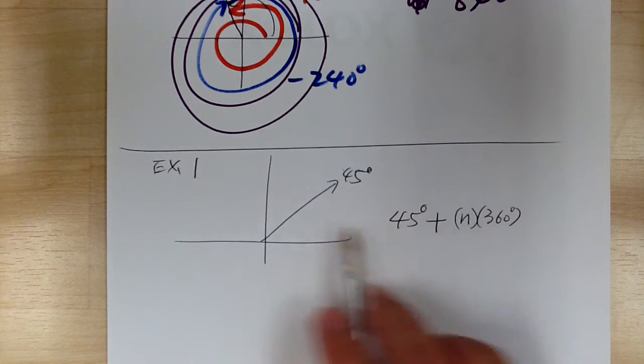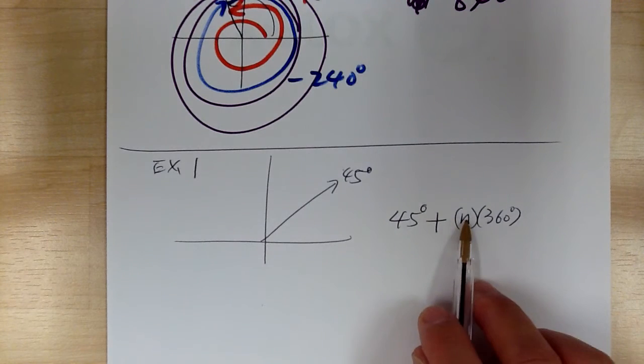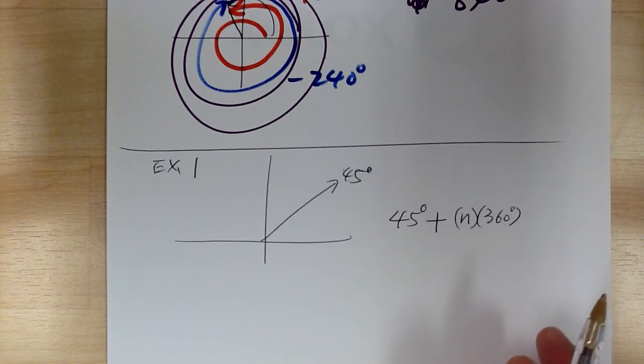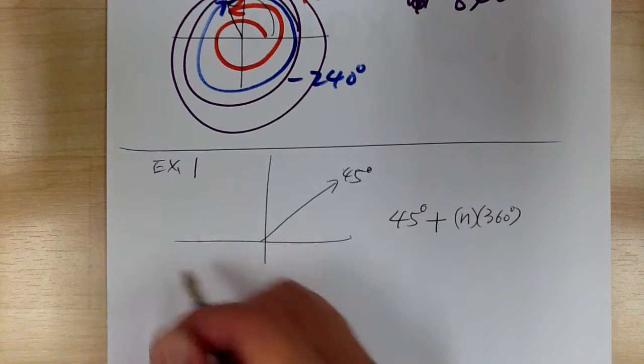Again, n is how many times you go around the circle. So if you go around one time, then n is 1. If you go around twice, n is 2, and so forth. Okay, let's go to example 2.